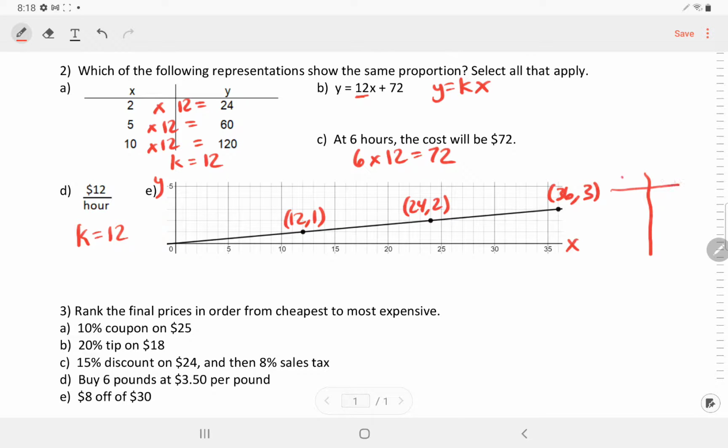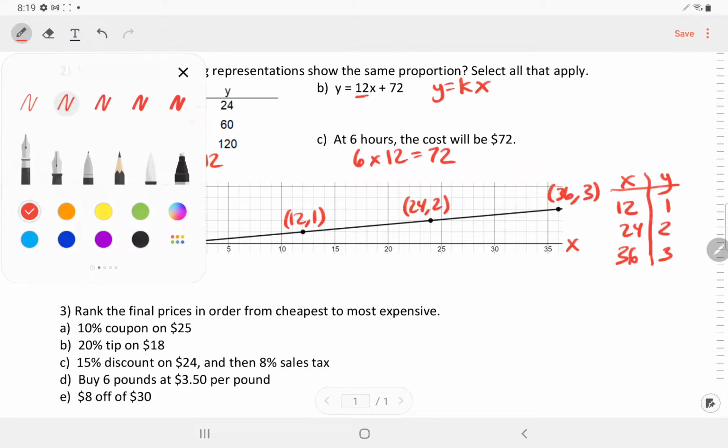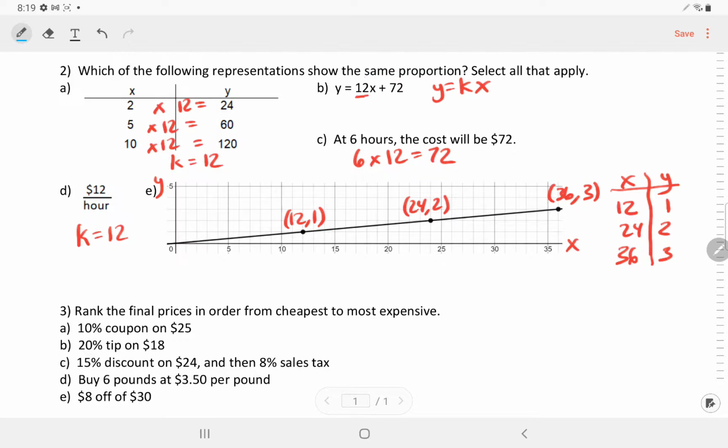So if we were to make a table, we would get 12x, 1y, 24x, 2y, and 36x, 3y. So our ultimate goal is to see which ones are the same. Okay? We can see that A, D, and C all share a constant of proportionality of 12 because you're multiplying by 12 each time, or dividing by 12.